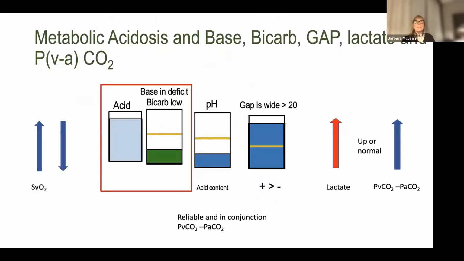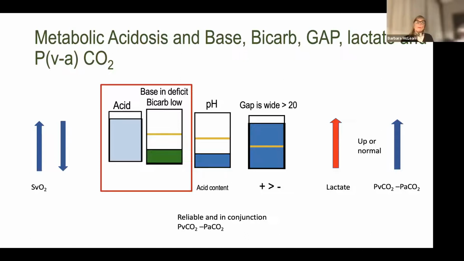This is a reason to consider an inotrope. A really important concept. So just to tie this up, I just want to remind you, metabolic acidosis, base, bicarb, gap, lactate, and PVA-CO2, which is the gap, okay? So when we're talking about somebody who has a base deficit, we know that that means they have a metabolic acidosis. Base in deficit, metabolic acid is up, pH is down, and this gap is actually the anion gap, so we'll skip over that because we'll do that another time. But the PVA-CO2 gap is up. It's above 6. It might be close to 10. It might be beyond that. And lactate is up. And SVO2 is down, or it may be normal.